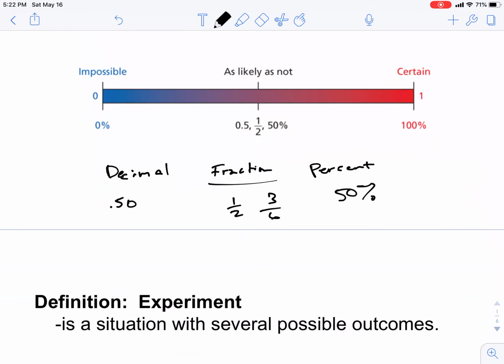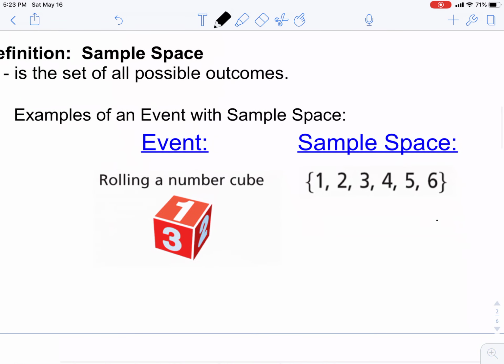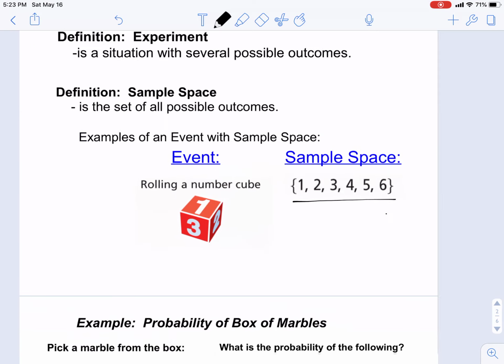All right, so let's talk about an experiment, which is a situation with several possible outcomes. So again, we're talking about rolling dice, flipping a coin, picking something out of a hat, marbles out of a bag, things like that. Those are experiments. They have different possible outcomes. And then we've been talking about sample space. It's the set of all possible outcomes. So if we're looking at the event with a sample space of rolling a cube, well, there's 6 outcomes. The outcomes of the sample space would be a 1, 2, 3, 4, 5, or 6. Okay, pretty simple, pretty basic.